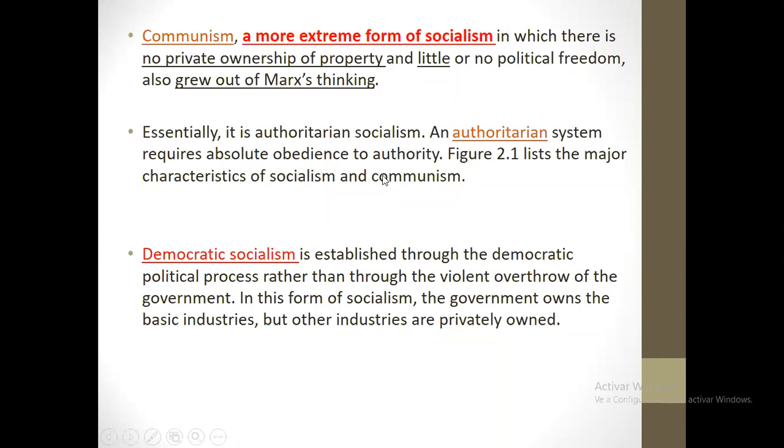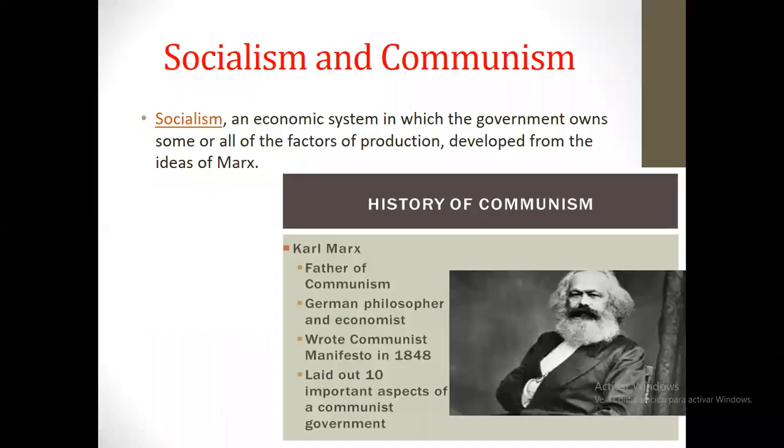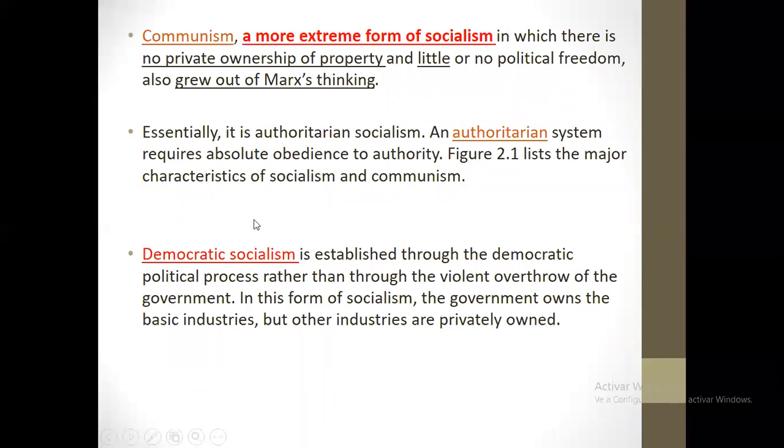Now, figure 2.1 lists the major characteristics of socialism. That's the chart over here, this one, 2.1. Okay, now there is another sector of socialism, and they call it democratic socialism. It's established through the democratic political process rather than through the violent overthrow of the government. In this form of socialism, the government owns the basic industry, but other industries are privately owned. That's what I explained already.